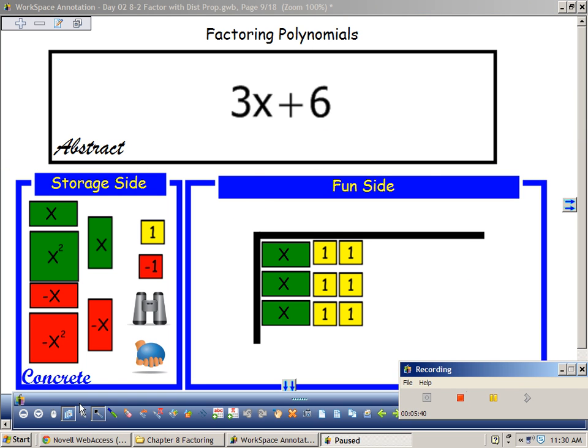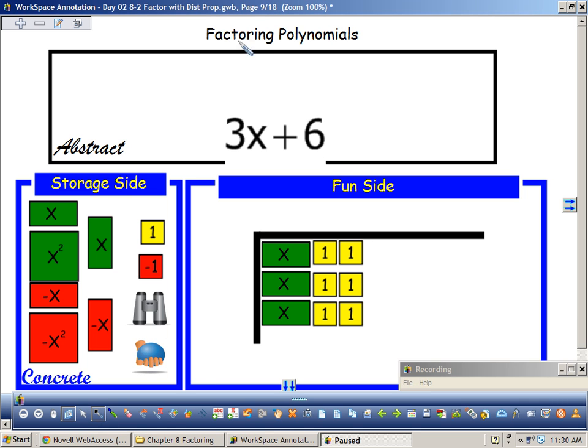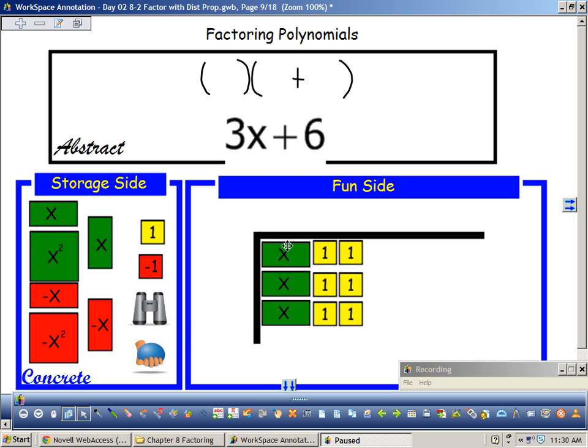Okay, so we're talking about algebra tiles. Before, we were multiplying a monomial times a binomial, correct? And we came up with an answer like 3x plus 6. So in here I have 3 x's plus 6. Can anybody tell me what the binomial would be?